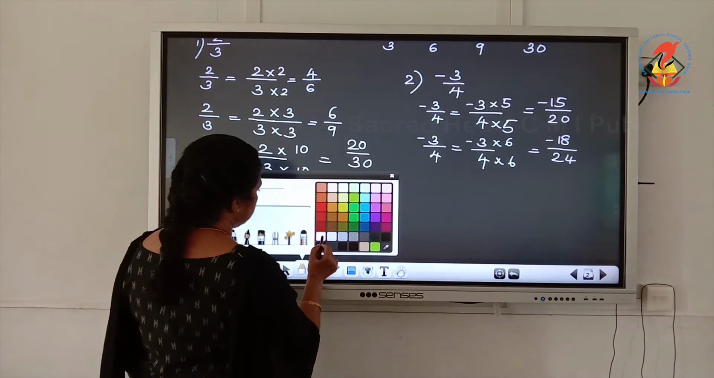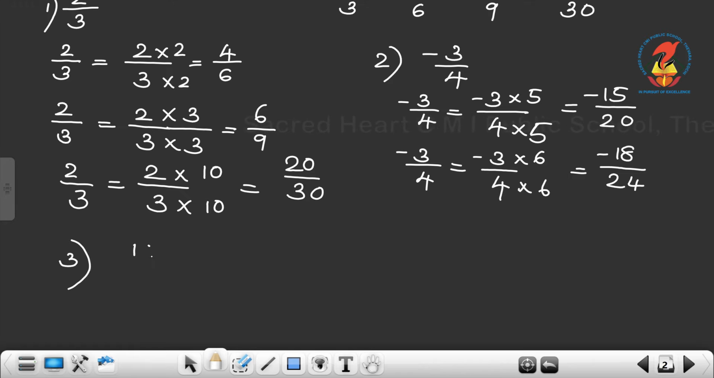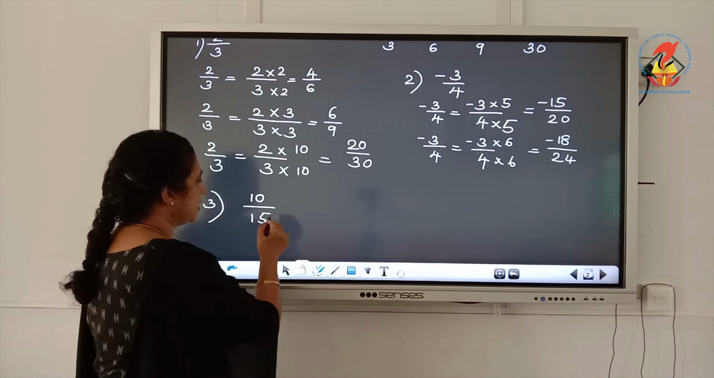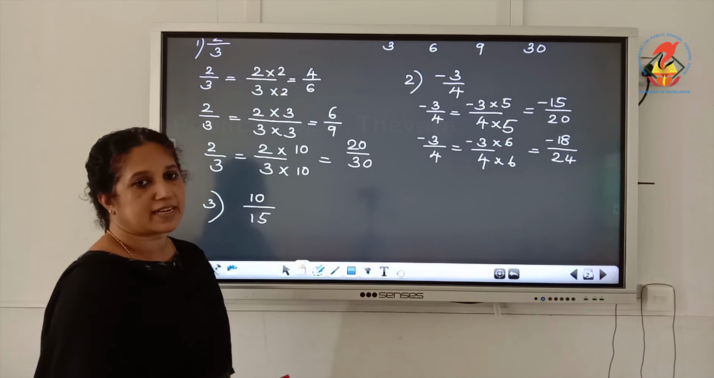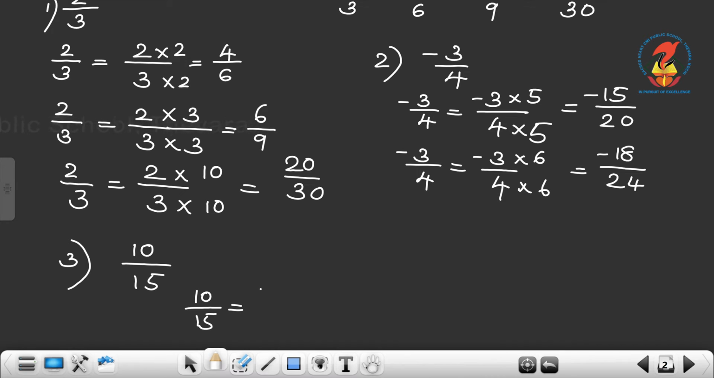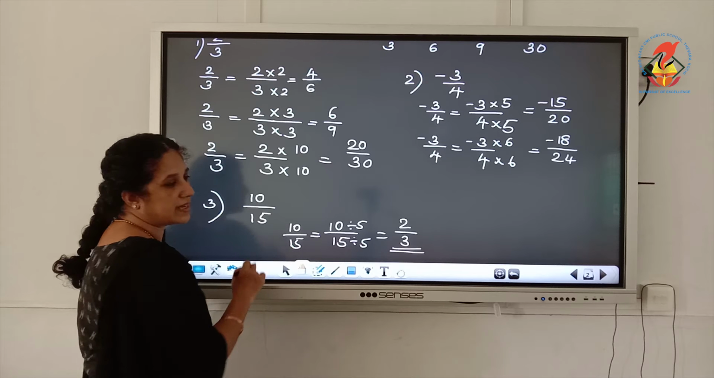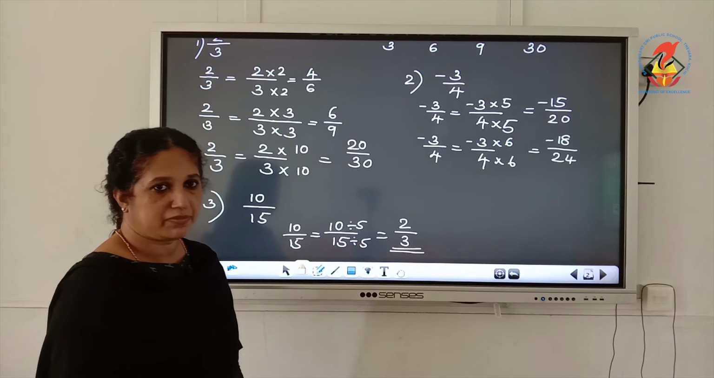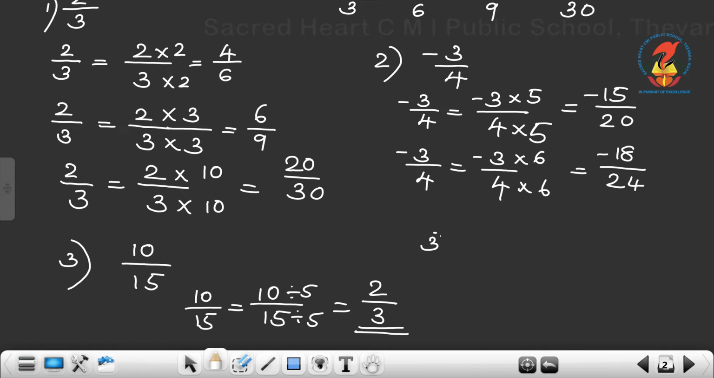For example, consider 10 by 15. Suppose you are dividing both numerator and denominator by a non-zero integer, we will get a rational number equivalent to the given rational number. So we can divide both numerator and denominator by 5. Divided by 5 equals 2 by 3. Therefore, 2 by 3 is an equivalent fraction of 10 by 15.